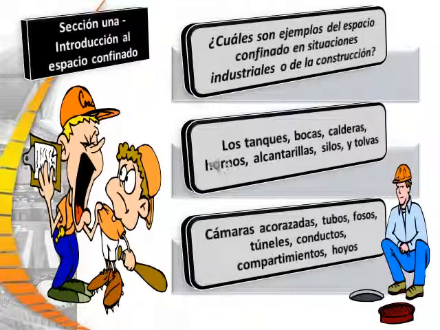What are examples of confined space in industrial or construction situations? Tanks, manholes, boilers, furnaces, sewers, silos, hoppers, vaults, pipes, trenches, tunnels, ducts, bins, and pits.